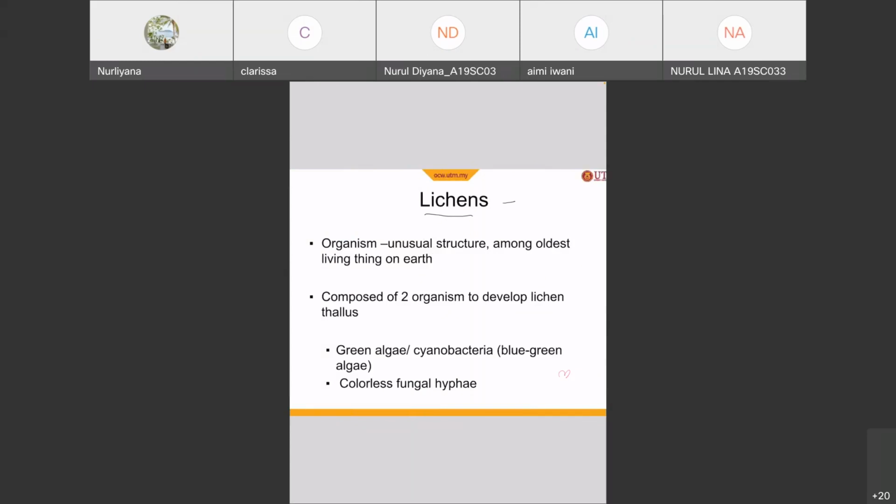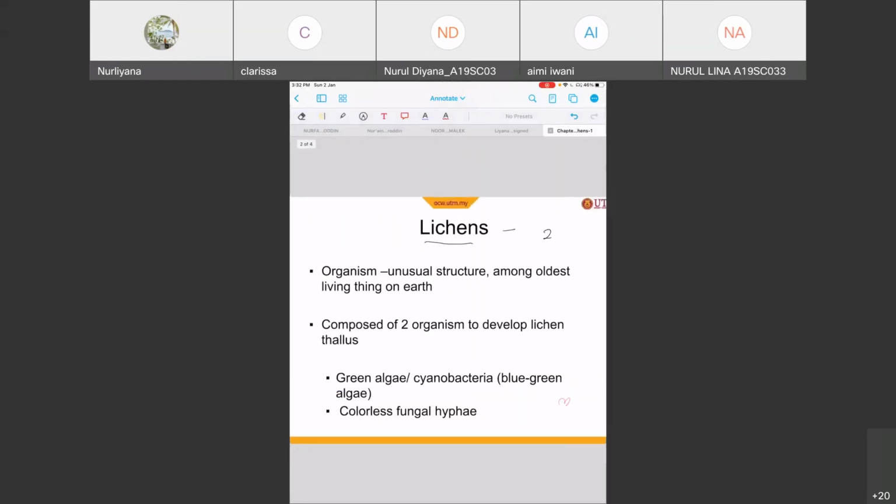an organism. It is composed of two organisms to develop the thallus of lichen. Okay, so basically lichen is developed through two types of organism, which is a green algae or cyanobacteria. So mainly it is algae and fungi. So if it is an algae, usually the types of lichens are composed of green and the blue-green type. Okay, yang lain-lain tu, this is basically a micro type of algae.